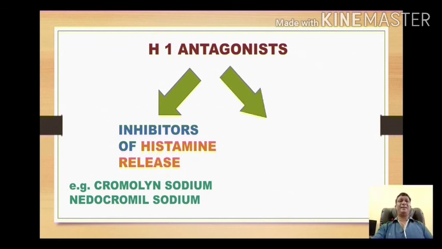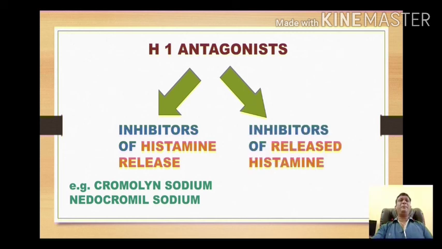The second class is inhibitors of released histamine. That means this H1 antagonist inhibit the already secreted histamine. That means if the histamine is already released out from its secretory granules and when this histamine is binding on its receptor to produce the action, the H1 antagonist reverses the action of such released histamines.